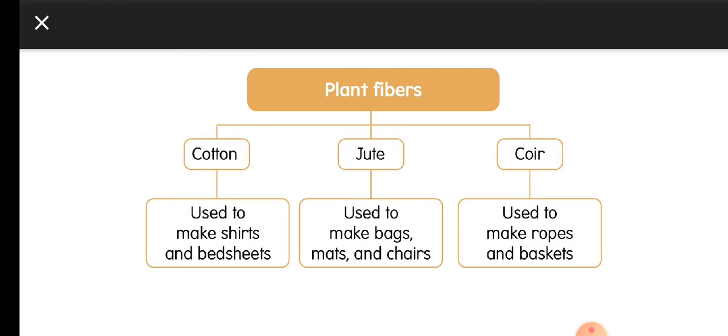And coir is very rough. Cotton is soft, jute is not that soft and coir will be rough, children. Jute and coir will be rough. That's why they are used for making ropes and baskets. You have seen all these pictures in the video of the cotton fiber, jute fiber and the coir.